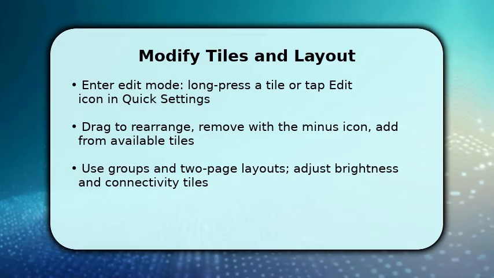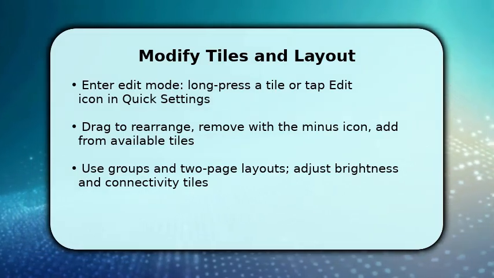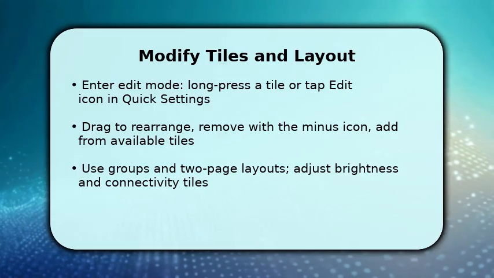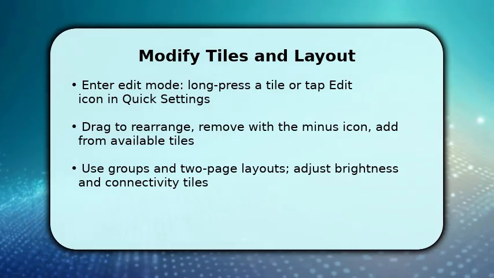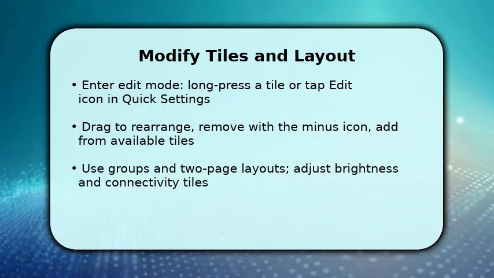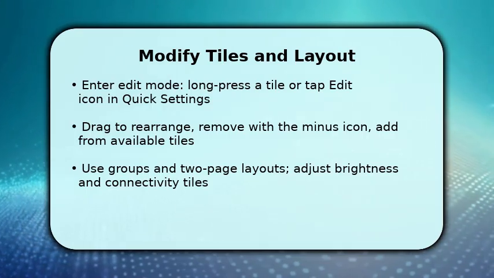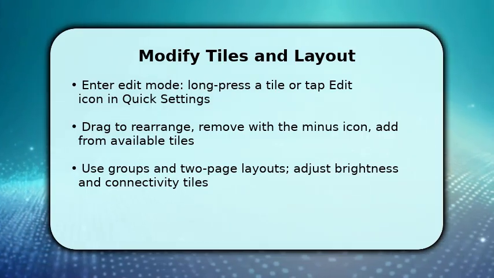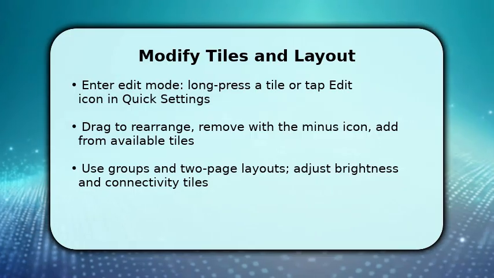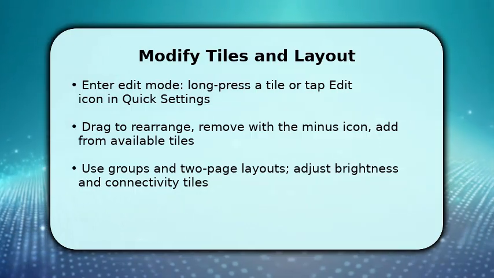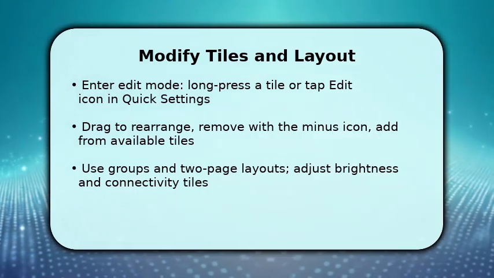Drag tiles where you want them, pull unwanted tiles to the Remove area, and add new functions from the hidden list. You can create groups or a second page for seldom used controls. Make sure to include brightness and connectivity tiles for quick access. As you rearrange, test one change at a time to confirm behavior before moving on.